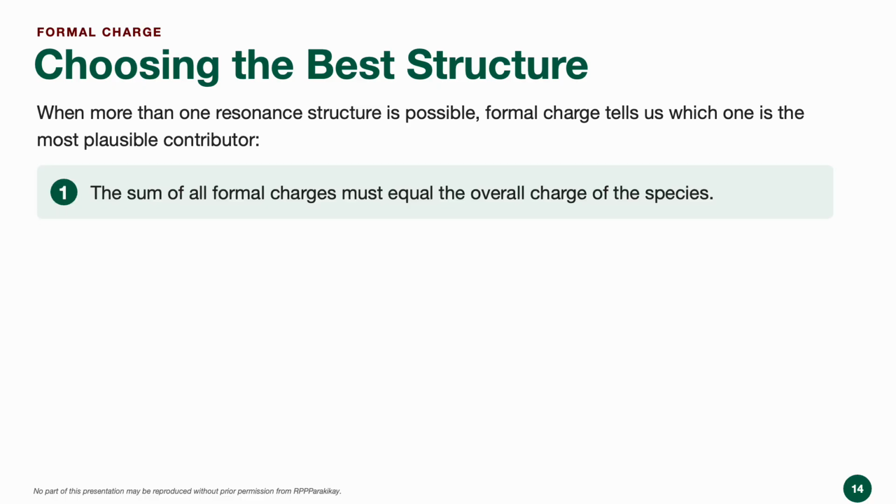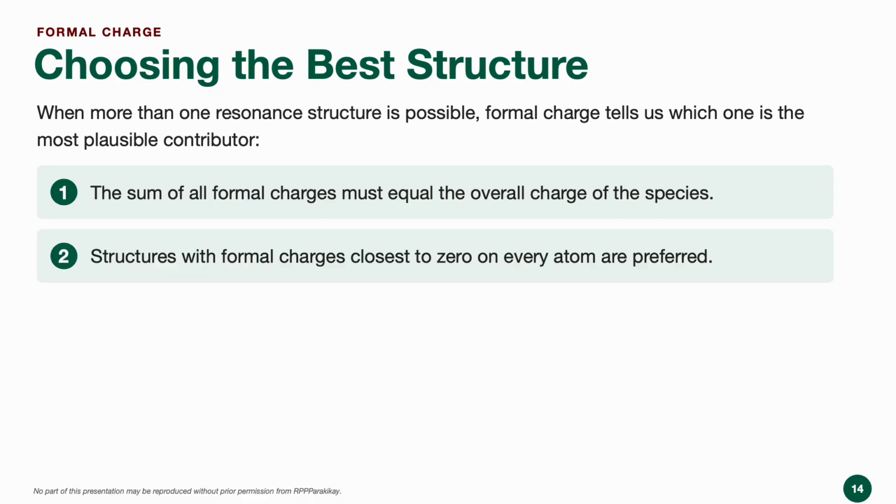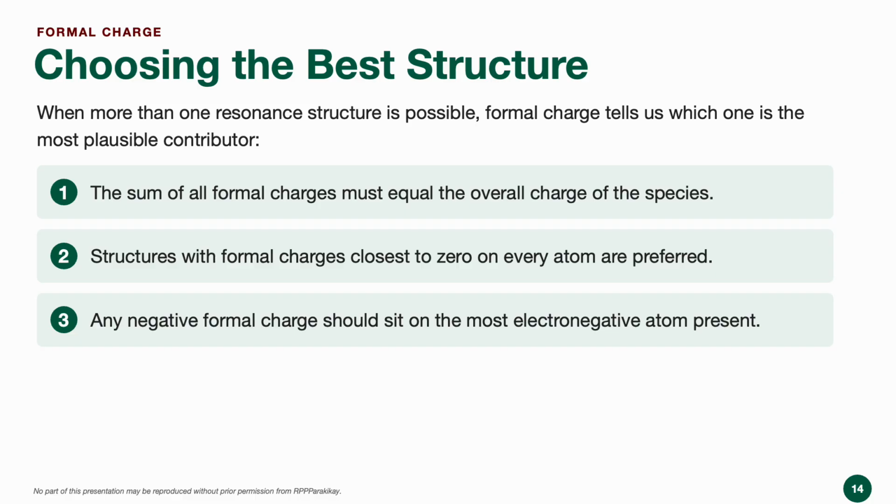First, your formal charges always have to add up to the overall charge of the species. And if they don't, something's wrong with our structure. Second, the Lewis structure where every atom's formal charge is closest to 0 is the most stable or the most plausible structure. Third, if a negative formal charge has to appear somewhere, it should be on the most electronegative atom in the structure, since by definition, electronegative atoms tend to attract the electrons towards themselves, so they must bear the negative charge or negative sign.